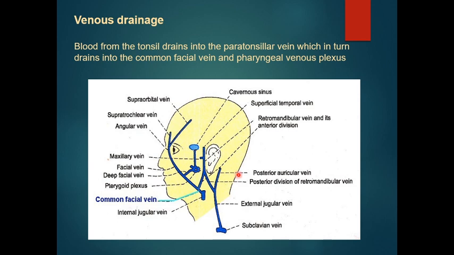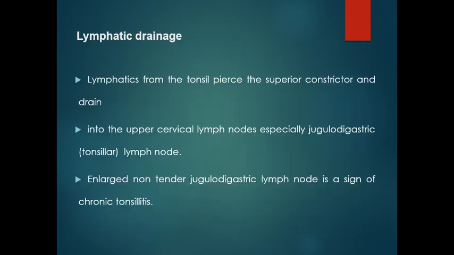Then venous drainage. Blood from the tonsil drains into the paratonsillar vein, which in turn drains into the common facial vein and pharyngeal venous plexus. In lymphatic drainage, lymphatics from the tonsils pierce the superior constrictor muscle and drain into the upper cervical lymph nodes, especially jugulodigastric, also called tonsillar lymph nodes. Enlarged non-tender jugulodigastric lymph node is a sign of chronic tonsillitis.